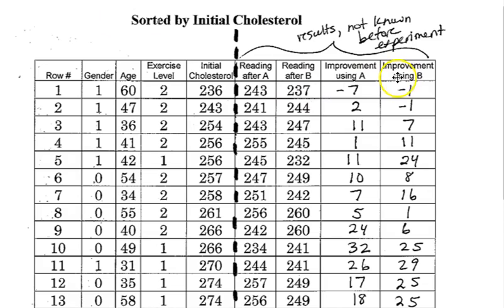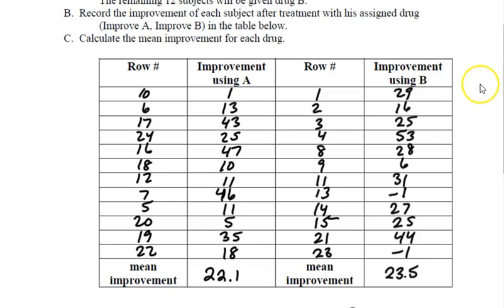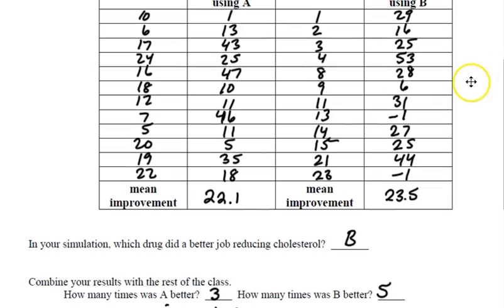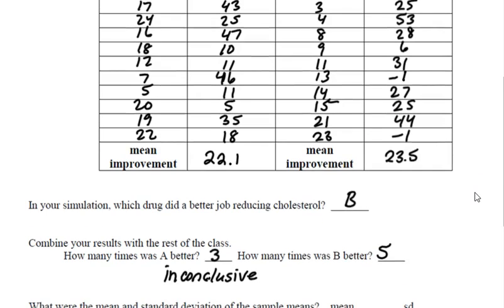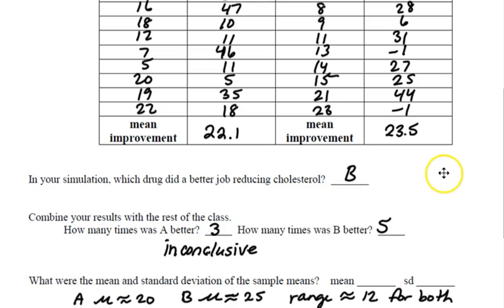Then I go through, and for the ones that were assigned to drug A, I use this as their improvement. If they were assigned to drug B, I use this number as their improvement. So I recorded all the improvements. Notice the negative improvement means the cholesterol level actually went up by 1 point. And then I calculate the mean improvement for each drug. In my simulation, the average improvement was better for drug B.